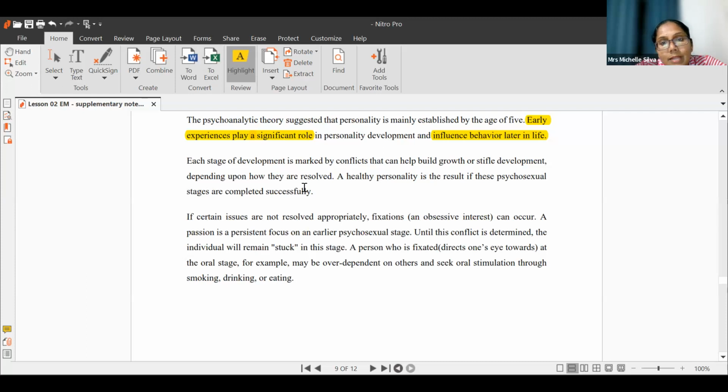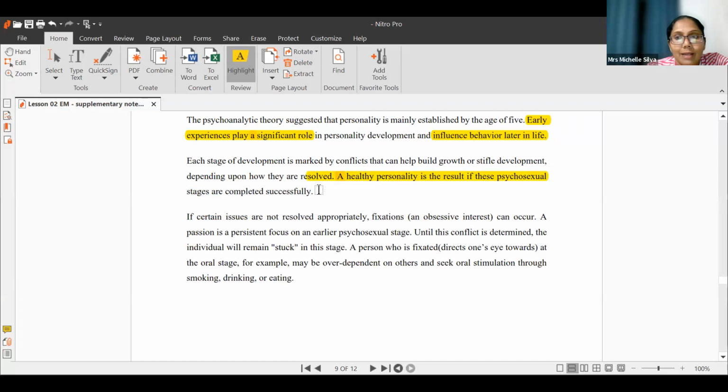So a healthy personality is the result if these psychological stages are completed successfully. Please highlight this sentence as well, because a healthy personality is very important for each and every human being on this earth. So therefore, a healthy personality is created if a person successfully completes all these psychosexual stages, all these 5 psychosexual stages.